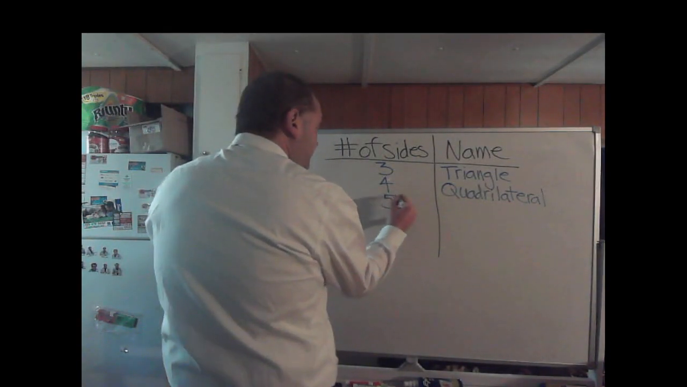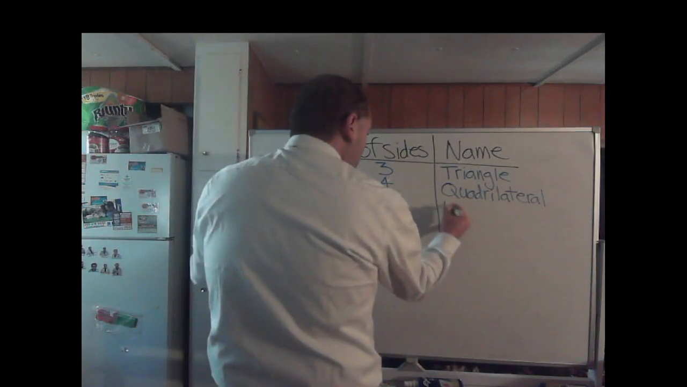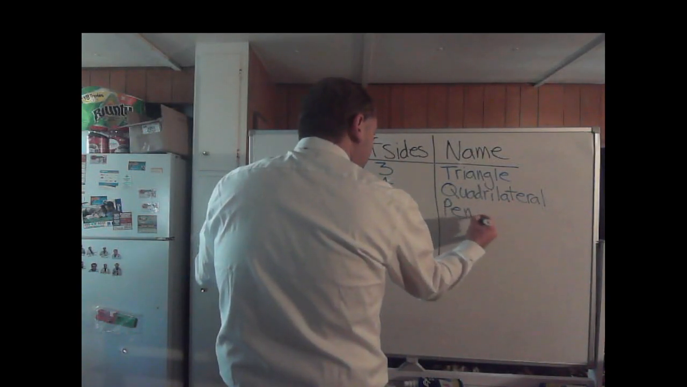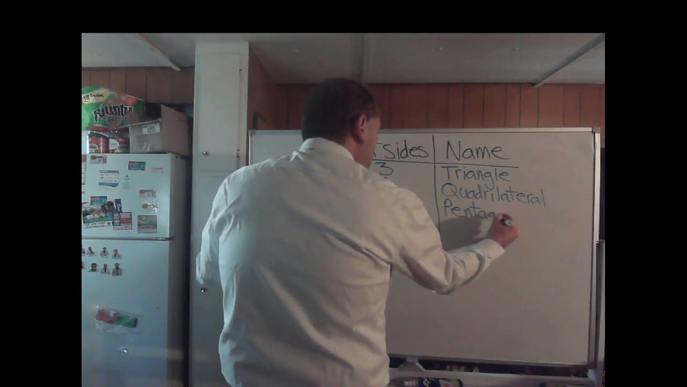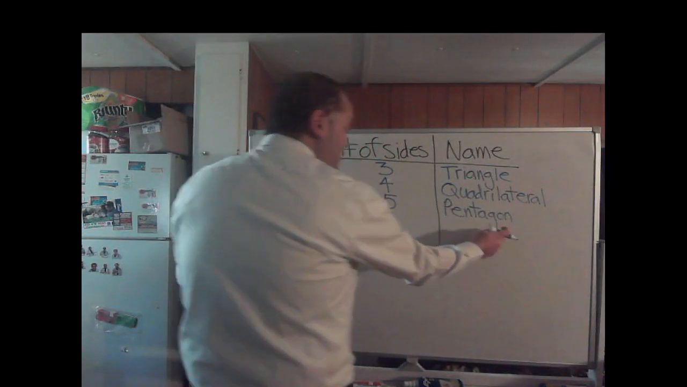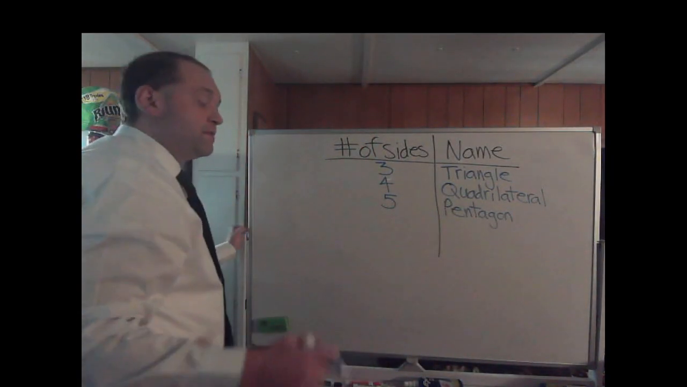Alright, if it's got 5 sides, it's called a pentagon. Again, gon means angle, pent means 5.